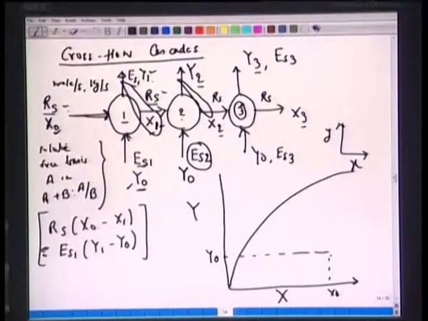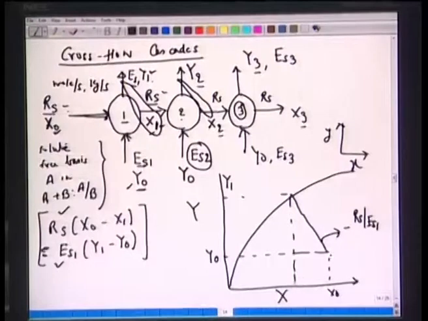So if you have x0, y0, there are two ways of doing this. If we know the flow rates of Rs and Es1, then we can draw this slope here. It's easy to show, like in the previous cases, that this will be a negative slope, minus Rs over Es1. Okay, so this is the slope of the operating curve. And if the streams y1 and x1, the two streams E and Rs, are in equilibrium, then this operating curve will hit here, and we have these compositions y1 and x1.